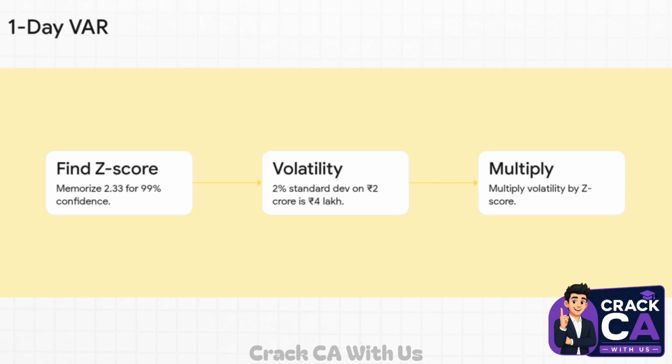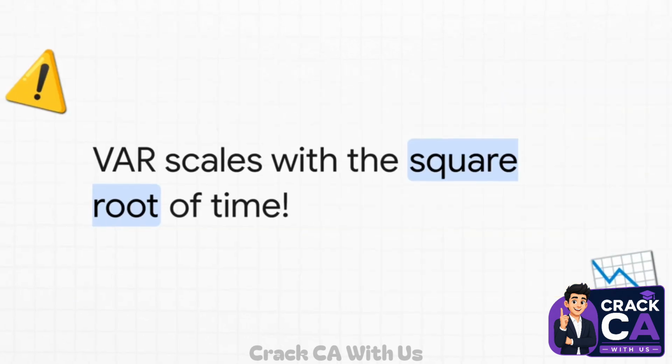Step 3, just multiply that rupee volatility by your Z-score. 4 lakh times 2.33 equals 9.32 lakh rupees. So, at a 99% confidence level, your maximum expected one-day loss is 9.32 lakh rupees. Boom, done. But wait, what if you need the 10-day VAR? Now here is the massive trap people constantly fall into, especially in exams. You do not just multiply that one-day loss by 10.